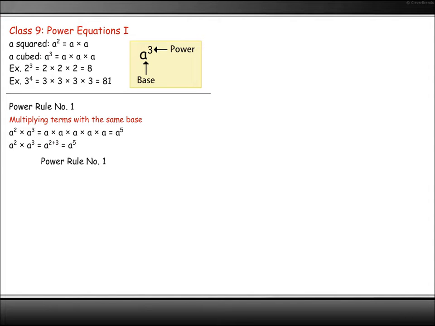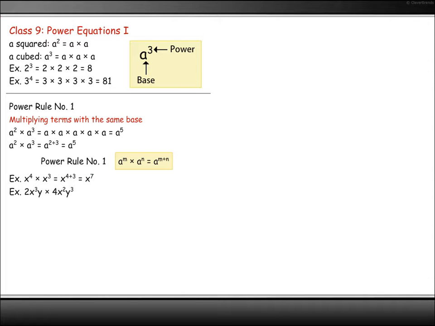This leads you on to power rule number 1. A to the power of m by A to the power of n equals A to the power of m plus n. For example, simplify x to the power of 4 by x cubed. Use power rule number 1, as both terms have x as their base. Add their powers to give x to the power of 7.